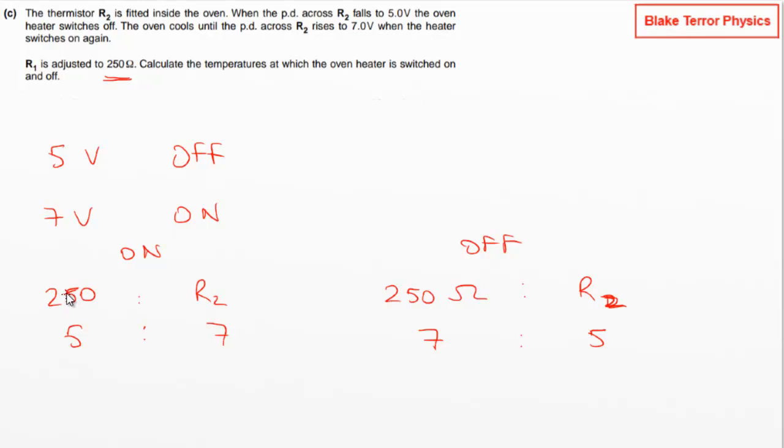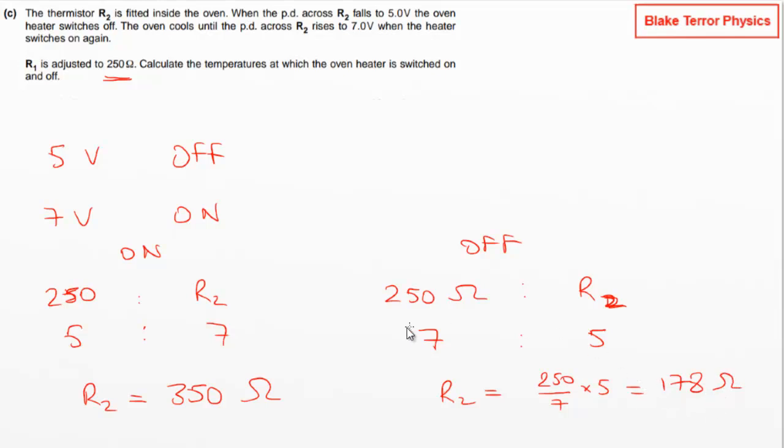So this one's going to be a lot easier to do because we can say here that R2 is going to be equal to 350 ohms. So that is when it is on at 350. This one is going to be a little bit more annoying. Our R2 is going to be equal to 250 divided by 7 multiplied by 5. So right, this time I'm just going to go to the calculator and not get suckered into it. Right, that's coming out about 178 ohms.